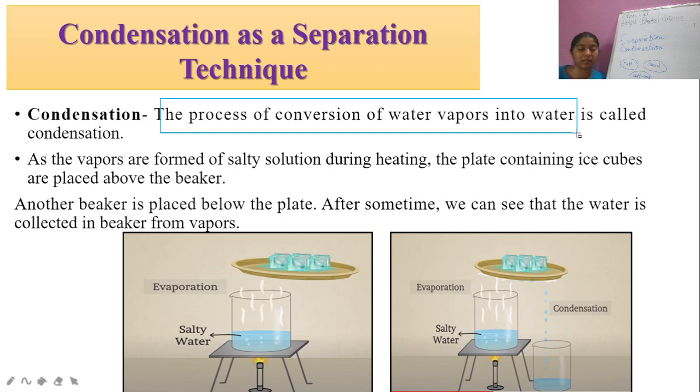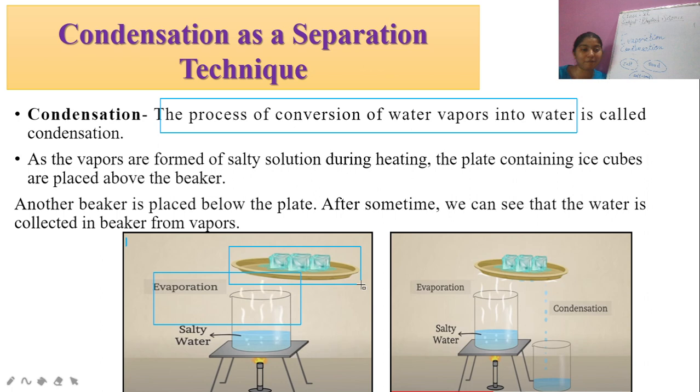So you can see students, in the first we have evaporation, right? It is going to happen. Here some vapors are forming. But you can see there is one more plate added. What is going on? Let's see. As the vapors are formed from salty solutions, during heating, the plate of ice cubes is placed above the beaker. So you have noticed that we have placed ice cubes upon that beaker, right?